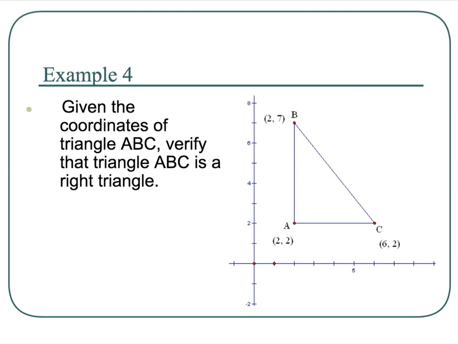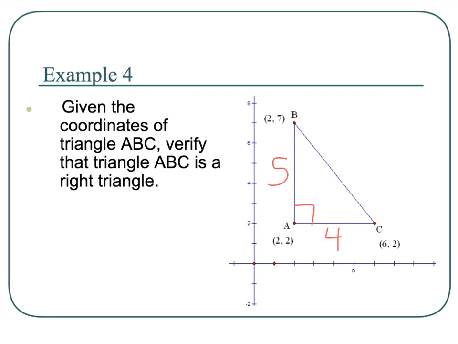All right, so given the coordinates of triangle ABC, verify that the triangle ABC is a right triangle. Now, you can see that we have vertical and horizontal lines, so with our slope, you could definitely show that this is a right angle. But we want to show it with the Pythagorean theorem. So how do I show that? Well, I have to know my side lengths first. I can count this one out to be 5. I can count the other one out to be 4, from 2 to 6 and from 2 to 7.